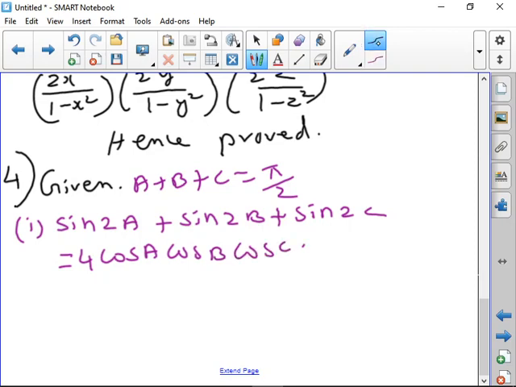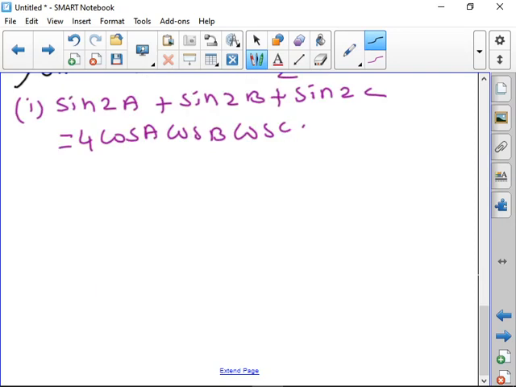So now take the left hand side. So left hand side is equal to sin 2a plus sin 2b plus sin 2c. So sin c plus sin d is 2 sin of c plus d by 2. So what we get?